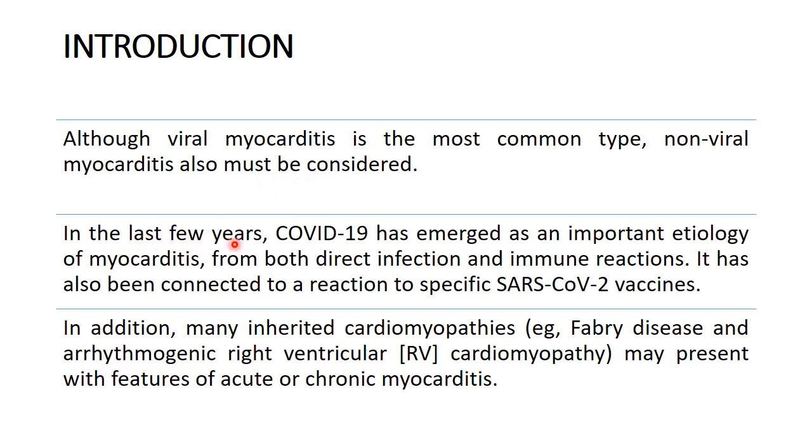In the last few years, COVID-19 has emerged as an important etiology of myocarditis from both direct infection and immune reactions. It has also been connected to a reaction to specific SARS-CoV-2 vaccines. In addition, many inherited cardiomyopathies, including Fabry's disease and arrhythmogenic right ventricular cardiomyopathy, may present with features of acute or chronic myocarditis.